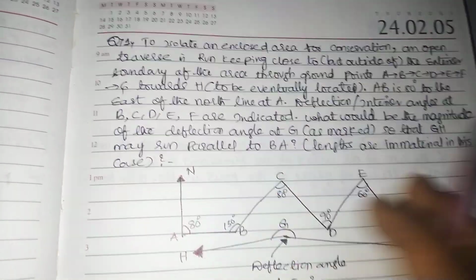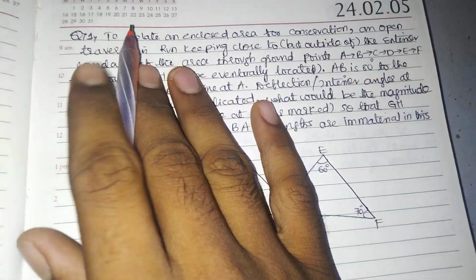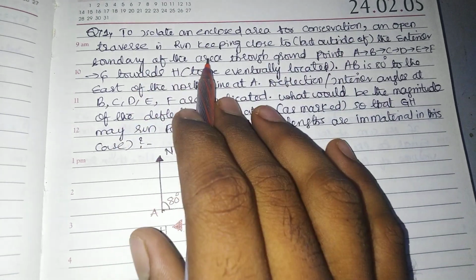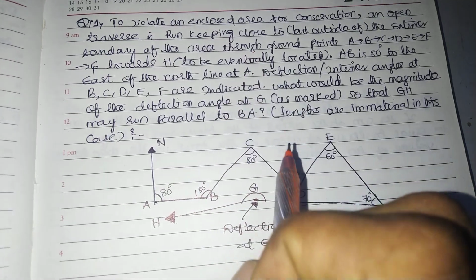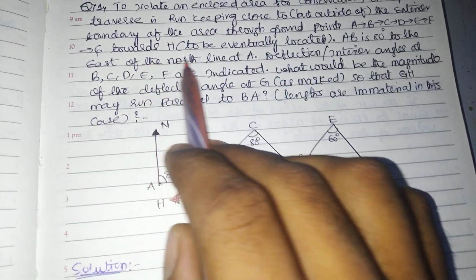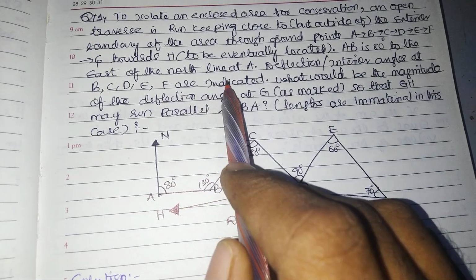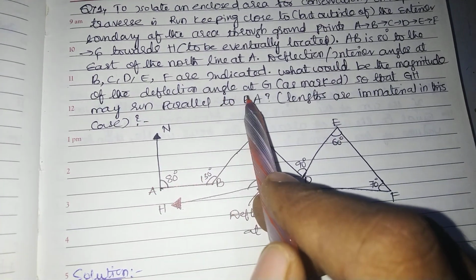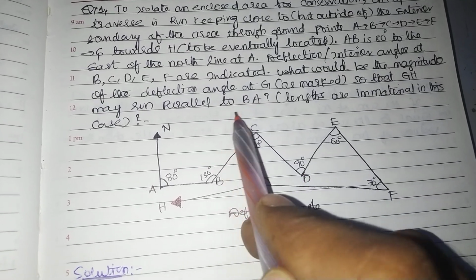Today we are discussing the previous year ESE GS Paper 1. For the first question, it is to isolate an enclosed area for conservation, an open traverse is run keeping close to the exterior boundary of the area through the points A to B, B to C, C to D, E to F and G to H, where AB is 80 degrees to the east of the north line at A. Deflection and interior angles at B, C, D, F are indicated. What would be the magnitude of the direction at G, so that GH may run parallel to BA?